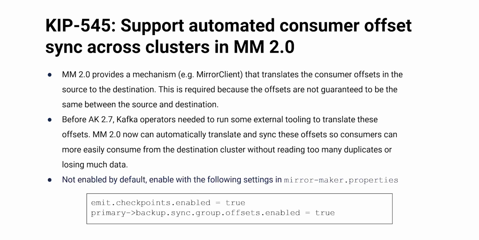Not enabled by default, but that config that you see there, emit checkpoints enabled, and primary backup sync group offsets enabled, set those to true, and away you go. So we've got a couple of Kafka Streams KIPs. Let's take a look at those.